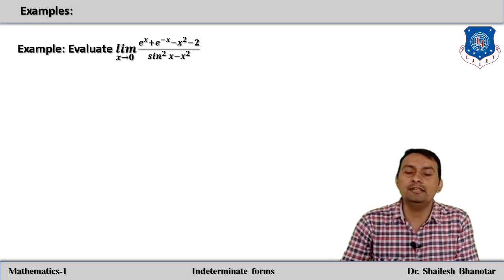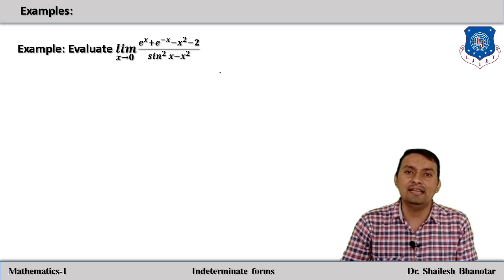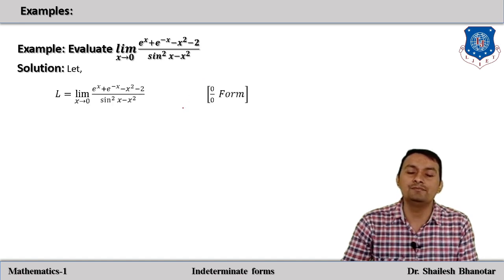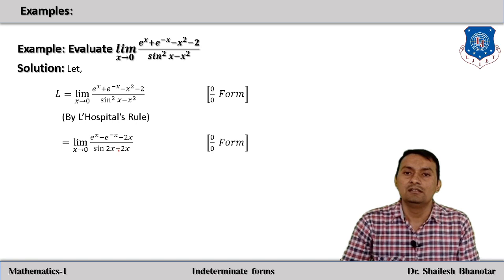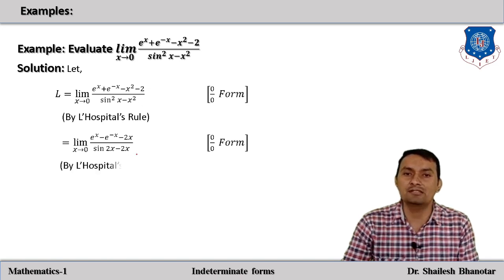Limit as x tends to 0 of (e raised to x plus e raised to minus x, square, minus 2) divided by (sin square x minus x square). First we put x equal to 0, and we get the 0 by 0 form. That means we have to use L'Hopital's rule. First take the derivative with respect to x of the numerator as well as the denominator. Here we get the limit as x tends to 0 of (e raised to x minus e raised to minus x minus 2x) after the derivative of the numerator, and the same for the denominator, sin 2x minus 2x.